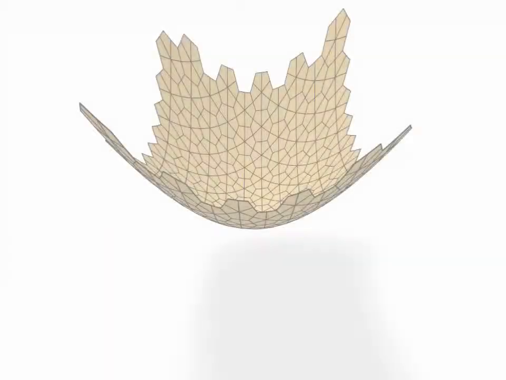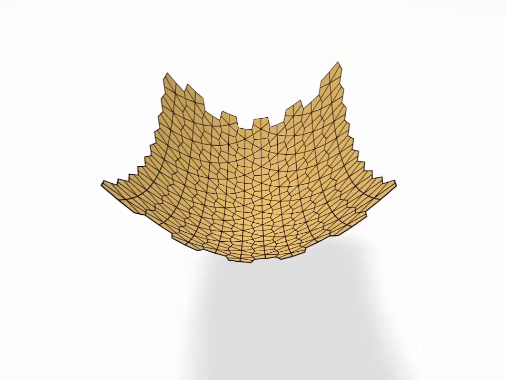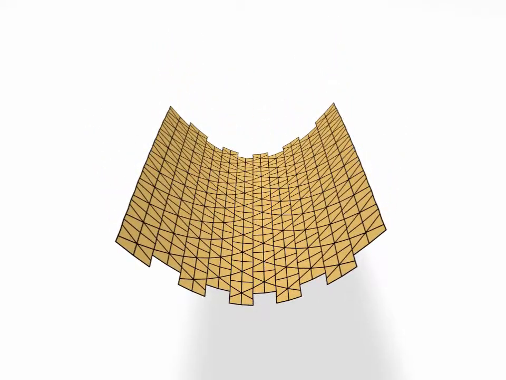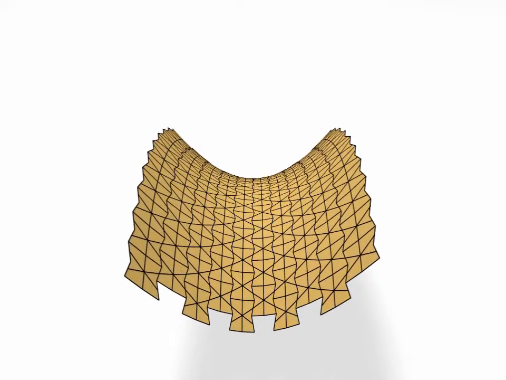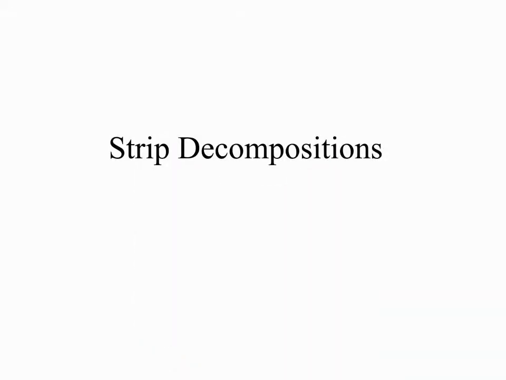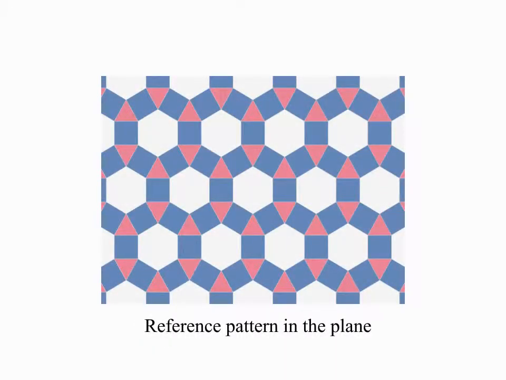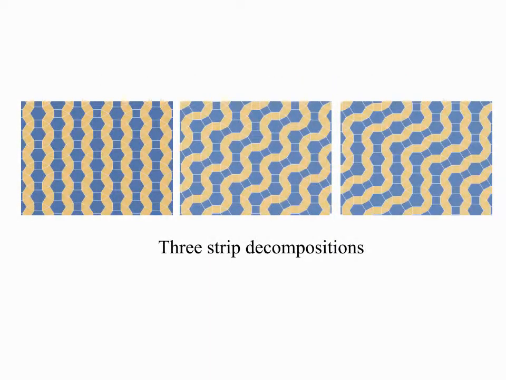This shows the deformation of another pattern used in our paper. Notice how the vertices are aligned with the rulings of the parabolic cylinder. We can configure a pattern with different strip decompositions. Here we show 3 different strip decompositions of the pattern 3-4-6-4.